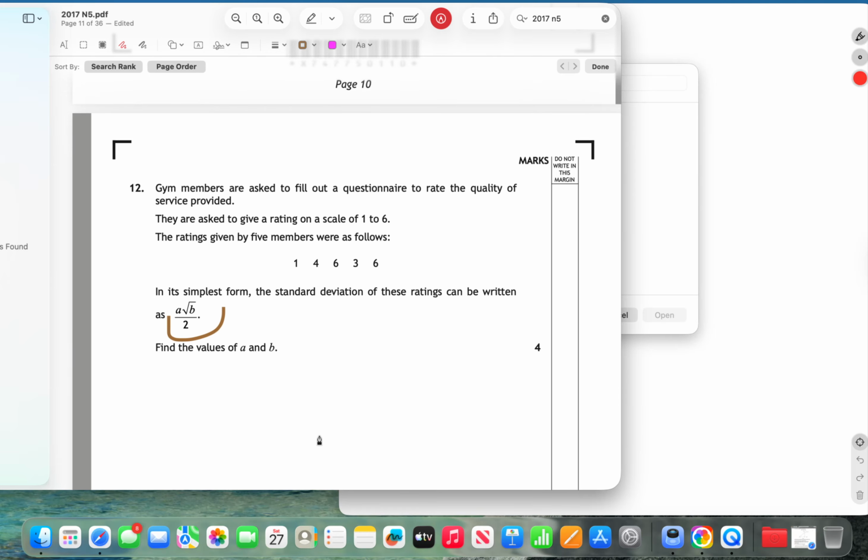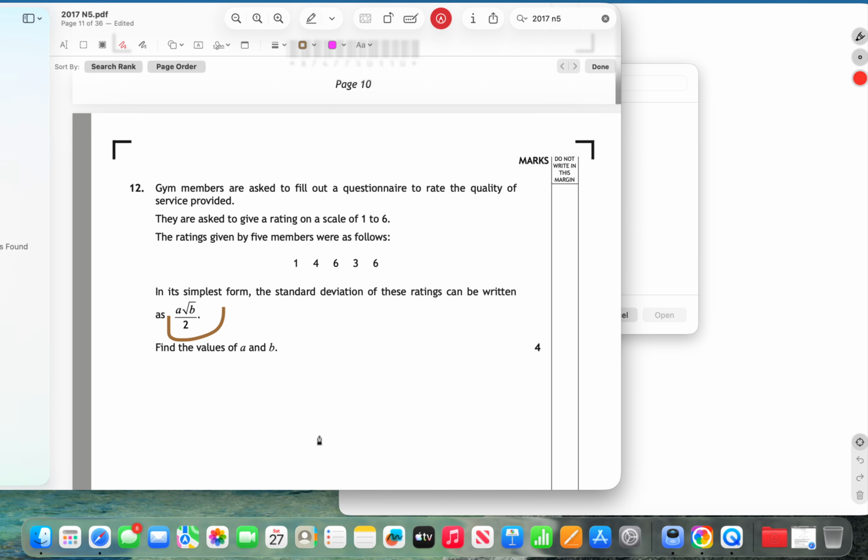This is the 2017 Paper 1 Question 12. You've got the ratings of 5 gym members on a questionnaire on a scale of 1 to 6, and they're given as follows: 1, 4, 6, 3, and 6. We have to find the standard deviation in the form a root b over 2.